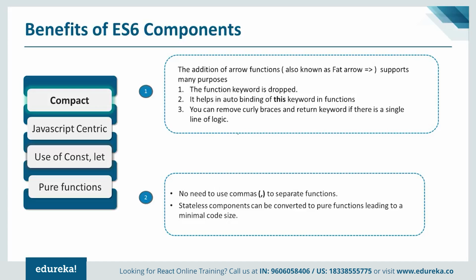Let's talk about them. First of all, the first benefit is compactness. The ES6 components are very compact. They are JavaScript centric. When I say JavaScript centric, they are not API centric. We'll see that. Then there is the use of const and let keywords, which I'll talk about a little later. And ES6 components use pure functions, so there is no need for commas to separate the functions. Now the stateless components can be converted to pure functions, leading to a minimal code size.